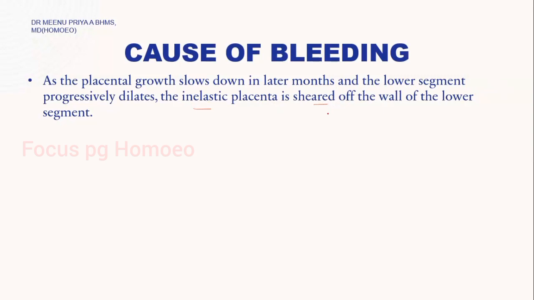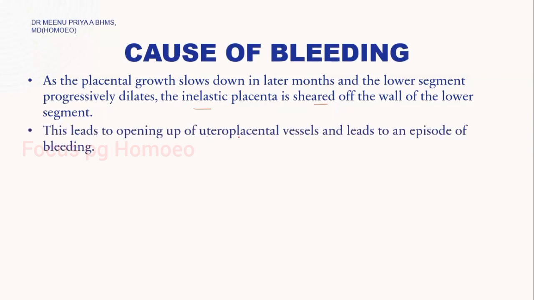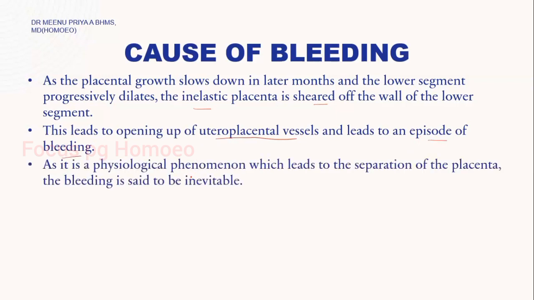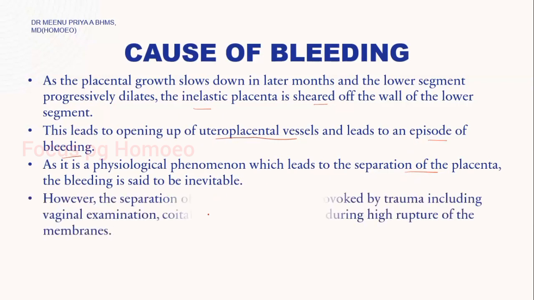Now, if the placenta is low lying, the separation becomes early due to the contraction and retraction, and that is why bleeding is seen. This leads to opening up of the uteroplacental vessels and an episode of bleeding. The mechanism of placental separation is physiological, but it becomes pathological here, because the position of the placenta is not normal, and bleeding is said to be inevitable.